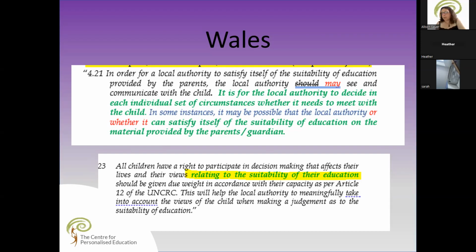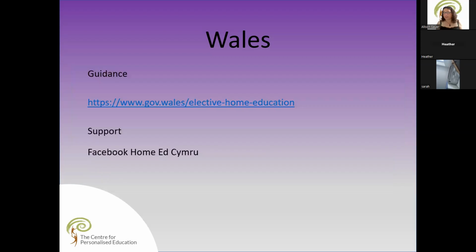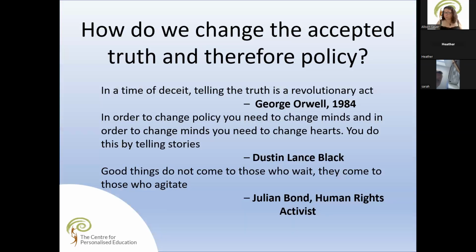And we added in as well, relating to the suitability of their education, that the views that they are gathering should only relate to the suitability of their education. So we did get some changes in, but it's not great, and it's not going to do what they think it's going to do. And there's a Facebook support group called Home Ed Cymru, which is where there's some good support there. Education Otherwise is supporting them there.